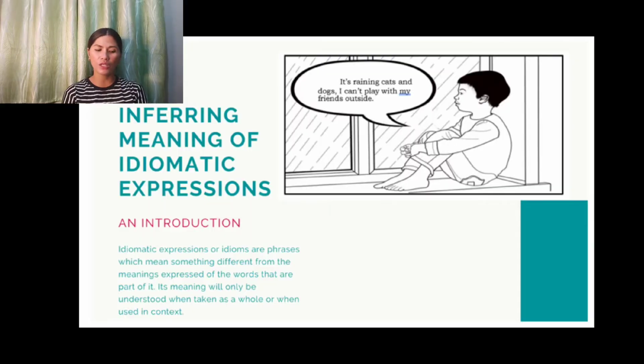Next, we have sub or supporting learning competency, which is inferring meaning of idiomatic expressions. Idiomatic expressions or idioms are phrases which mean something different from the meanings expressed of the words that are part of it. Its meaning will only be understood when taken as a whole or when used in context. Like this one. It's raining cats and dogs. I can't play with my friends outside.